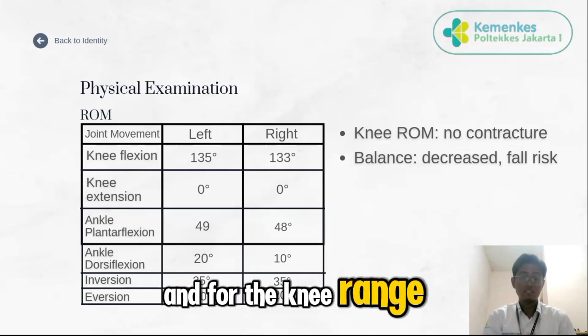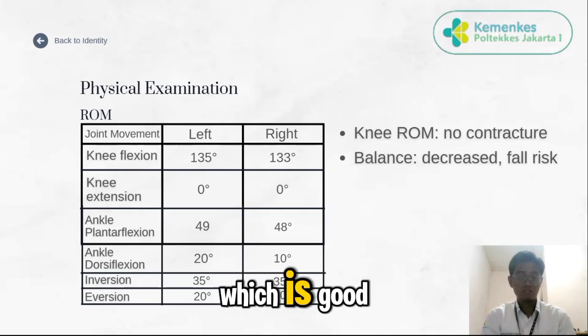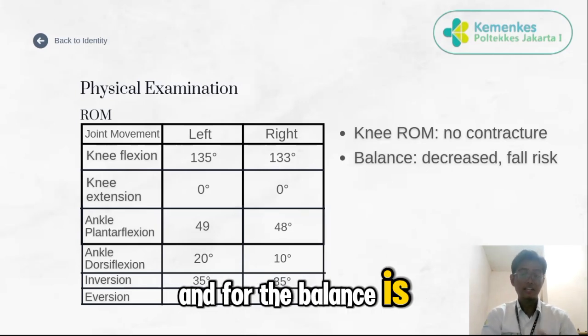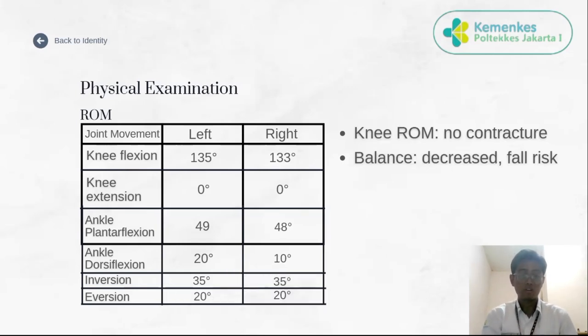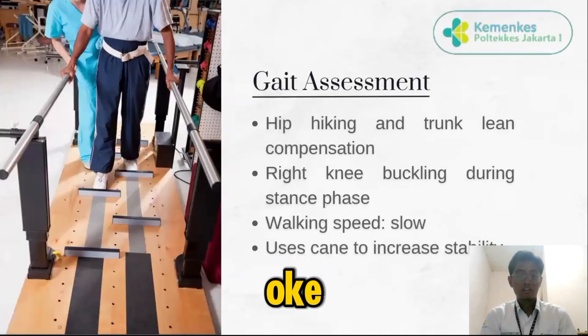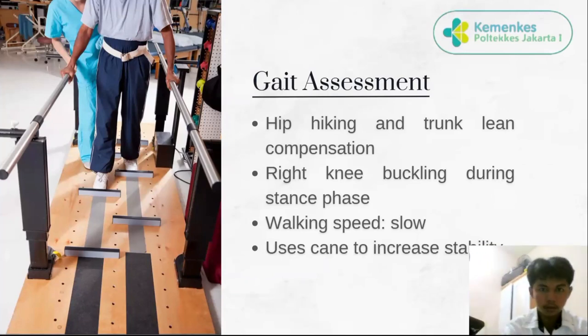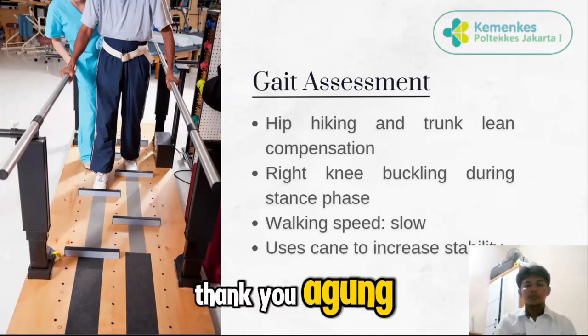And for the knee range of motion, he has no contracture, which is good, and the balance is decreased with fall risk during walking. Okay, the next one is gait assessment, which will be presented by my friend Ikra. Okay, thank you, Agung.